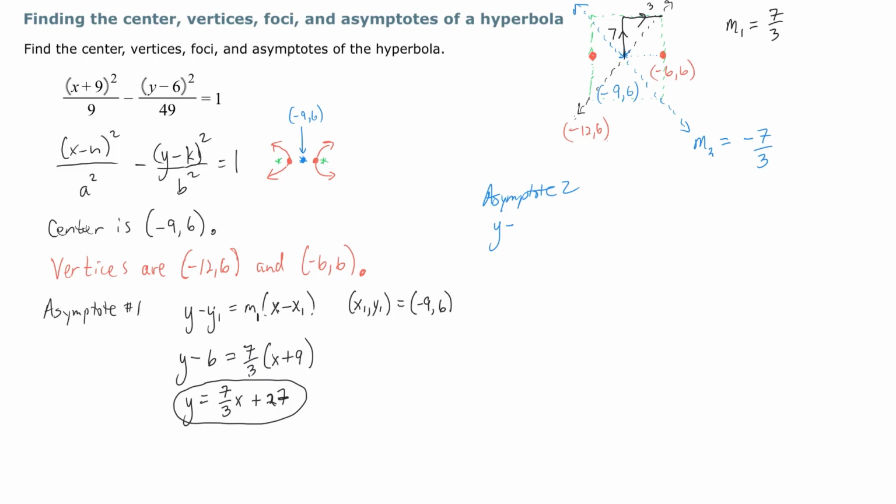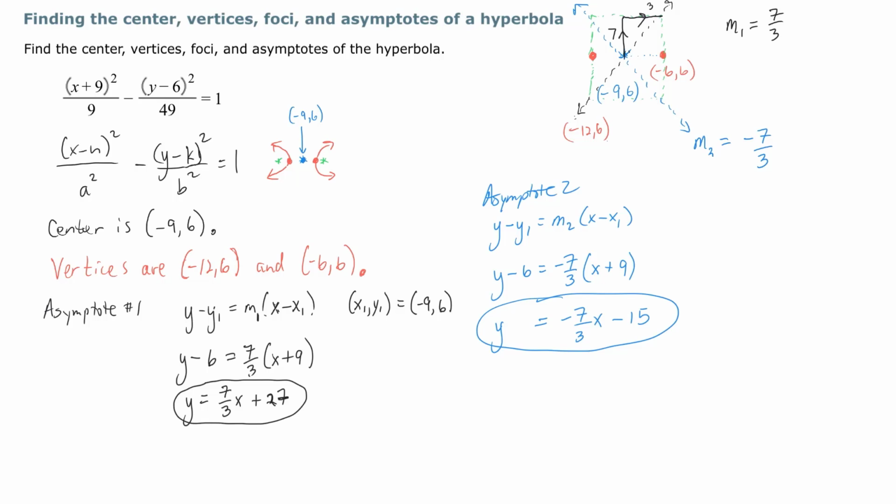So y minus y1 is equal to m2 times x minus x1. And x1, y1 here is just the center of the hyperbola. So y minus 6 is equal to negative 7/3 times x plus 9. And once again, you could put this in y equals mx plus b form. This time we have minus 21 add 6, which is negative 15. And there is your second asymptote. So there are two asymptotes there.